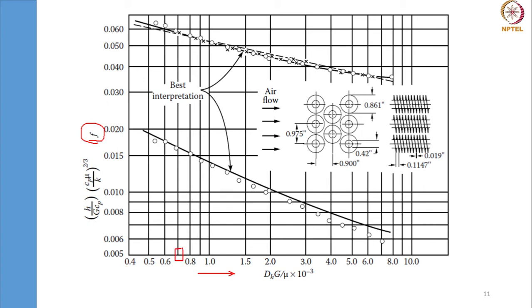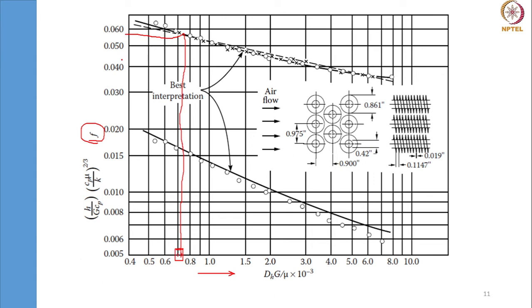Okay, so this is 0.7, that is the Reynolds number corresponding to 700. So 729 is somewhere around this mark. So I traverse vertically upward for 729 and find my friction factor here.